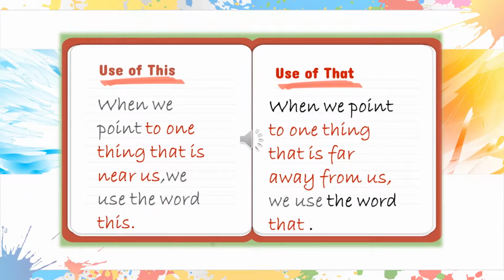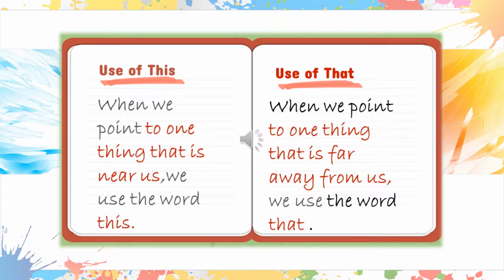Now the rules which we should follow at the time of use of this and that. When we point to one thing that is near us, that is close to us, but the thing should be singular, we use the word this. Remember, we use this only for the singular object, singular person, singular thing which is closer to us. For plural, we use these.